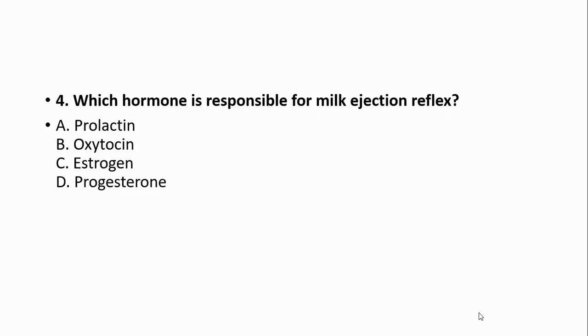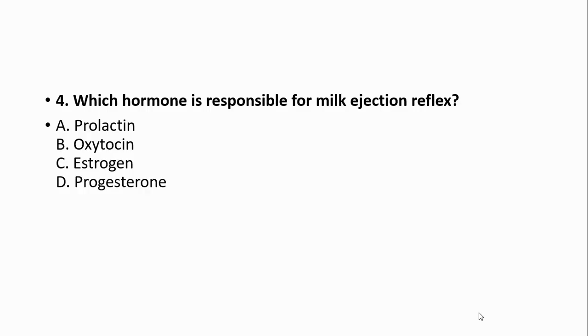Now, fourth question: which hormone is responsible for the milk ejection reflex? Any guesses? Option A prolactin, option B oxytocin, option C estrogen, option D progesterone. Answer is B, oxytocin. Why oxytocin? Prolactin is the milk producing hormone. Oxytocin is responsible for milk ejection or the milk let down reflex.